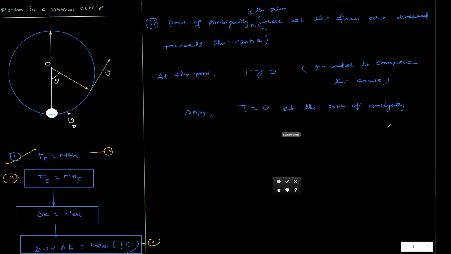Okay, so that will give you the clue whether it will complete the circle or not. Now if it does not complete the circle, then what you have to do is, let's say at this point of ambiguity you found that tension is equal to 0 and you found v naught minimum. But suppose v naught is less than that minimum, then it will not be able to complete the circle, so it will stop somewhere.